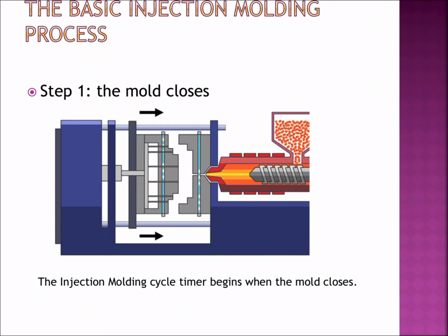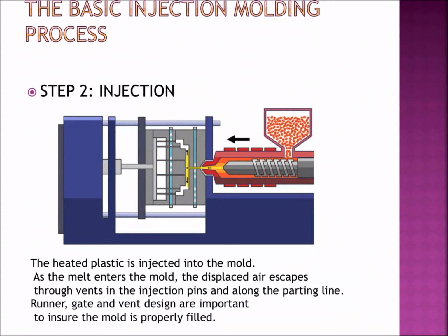So here let's talk about the basic injection molding process. Step 1 is the mold closes. The injection molding cycle timer begins when the mold closes. Step 2 is injection. The heated plastic is injected into the mold. As the melt enters the mold, the displaced air escapes through the vents, the injection pins, and along the parting line. Runner, gate, and vent design are important to ensure the mold is properly filled.